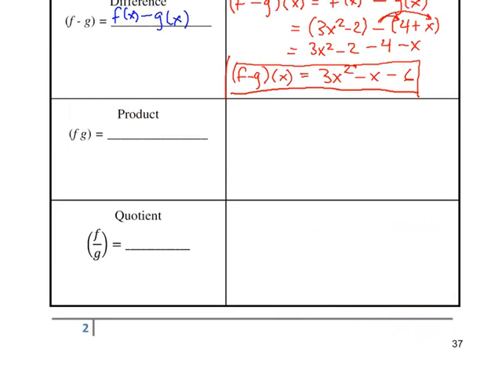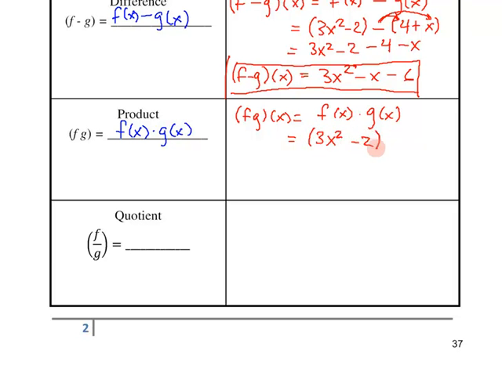As you may guess, the product of these two functions means to take f of x times g of x. So if I wanted to find fg as a function of x, I will take f of x and multiply it times g of x. That is, I will take 3x squared minus 2 times 4 plus x. Okay, so that's what I would write as my fg of x.